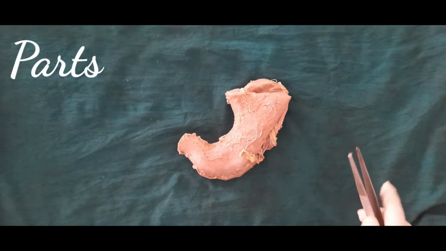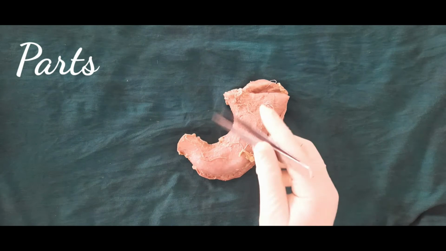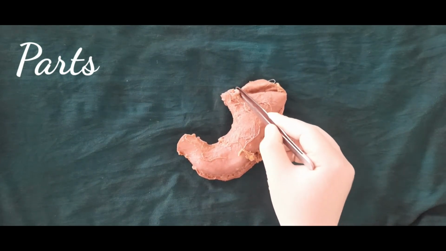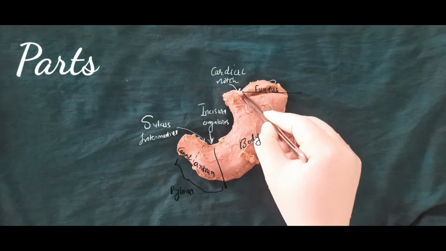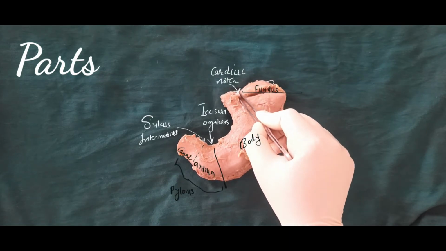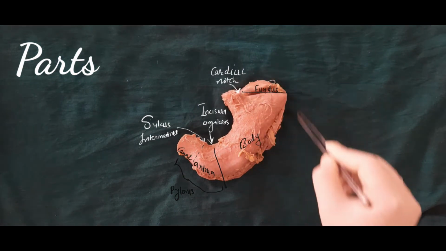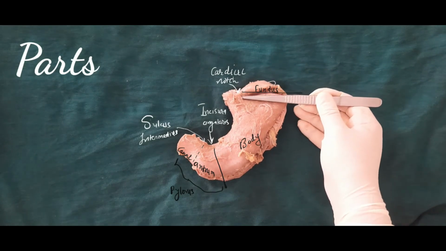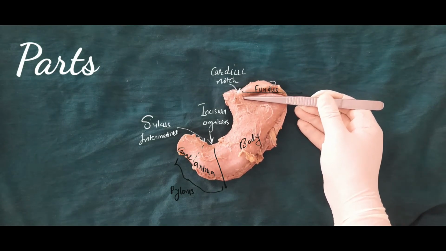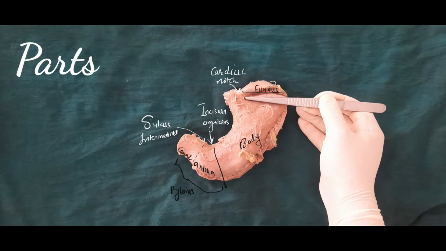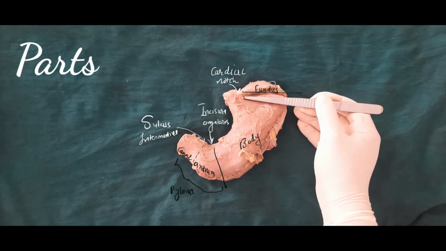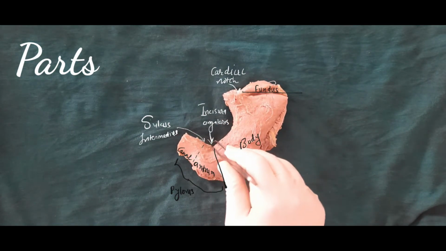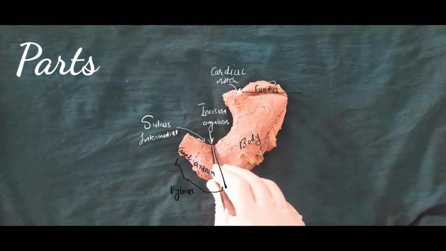It has three parts. This is the cardiac orifice. Just left to this cardiac orifice, you can see there is a notch. This notch is known as the cardiac notch. So the stomach has three parts. If you draw a horizontal line from this cardiac notch, the part of the stomach which lies above this line is known as the fundus of the stomach. In the lesser curvature, there is a sharp angle present. This is known as the incisura angularis.